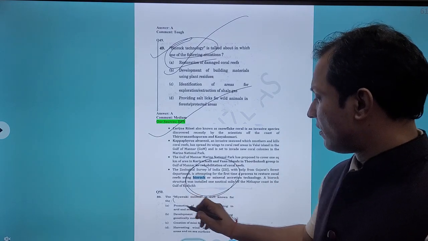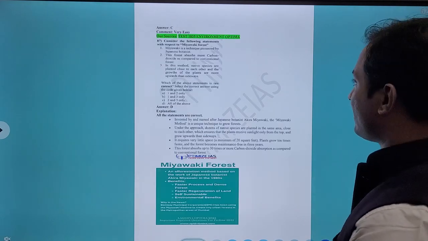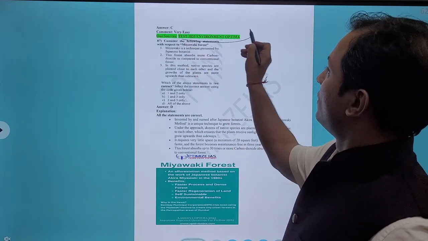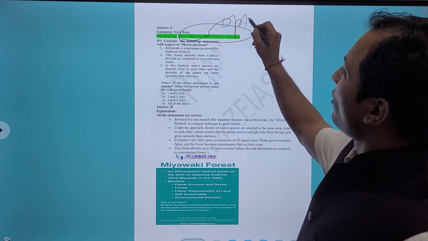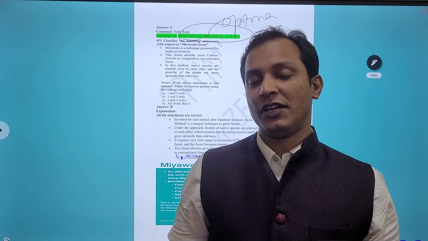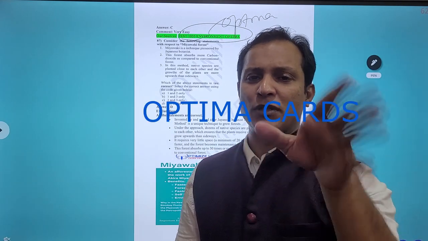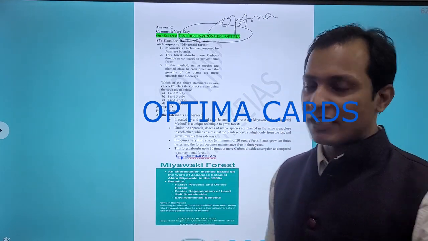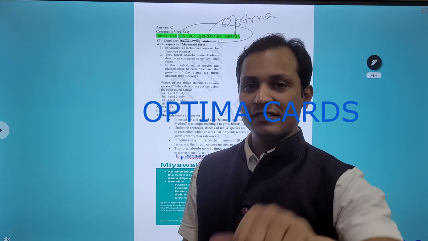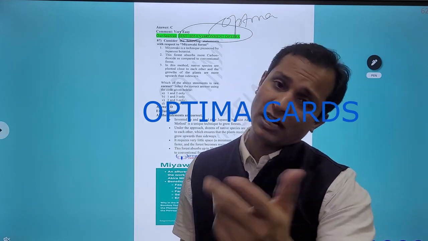See, next, Miyawaki forest, Miyawaki method. Exactly, I have given this in the Optima test. In my Optima, which has my most important predicted questions, every year I am seeing lots of questions directly coming from my Optima test. If you have observed that, please say yes in the comment box, I have seen that. If you have not observed that, you can say no, I have not observed it.